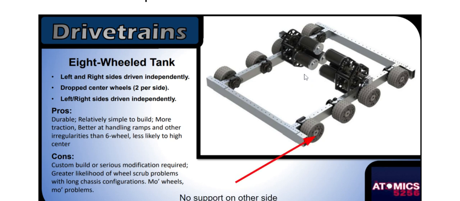Oh yeah, and there's no support on the other side, which, remember what we said about cantilevers, that's typically bad. Of course, this is a lot closer, they've tried minimizing the distance as much as possible, so it might not be an issue. Might is the key word there. If you hit an obstacle or you drop the robot, that might certainly cause you some issues.